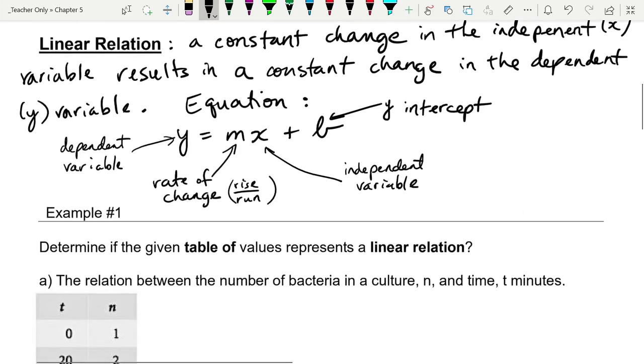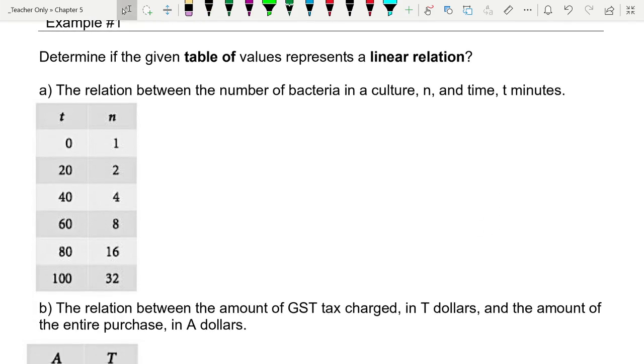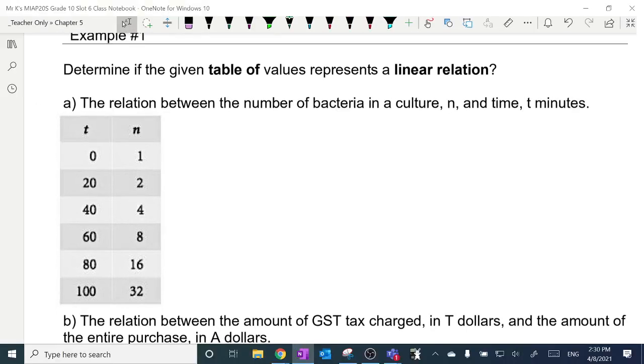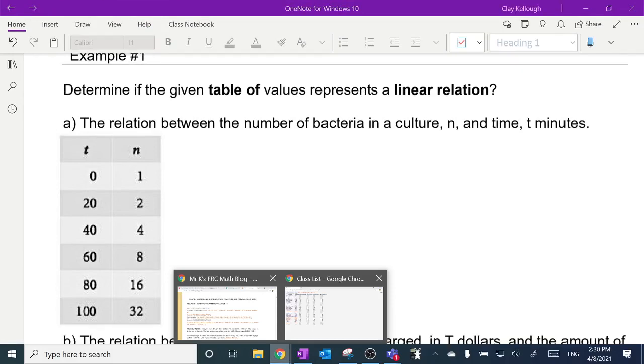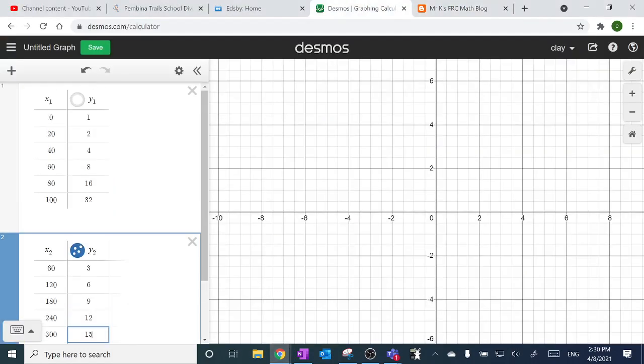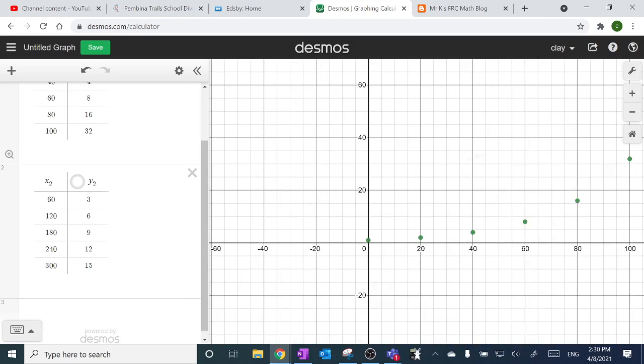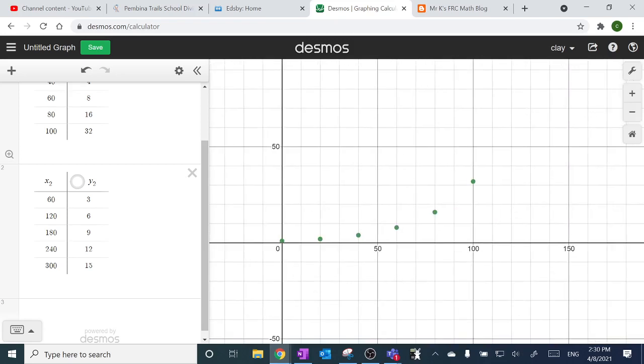Example 1, determine if the given table of values represents a linear relation. It's not that easy to tell by looking at the chart. Looking at a graph, and I just graphed these a minute ago. You saw me entering the data. Where are we, data? Data, there we go. Okay, so let me ungraph that one. That's the first one. Let's see, where can I see all the dots? There we go. Can you see that? Clearly not a straight line, right? Very definitely not a straight line.